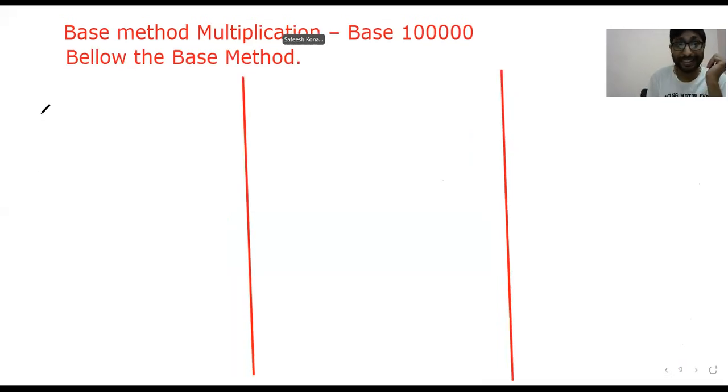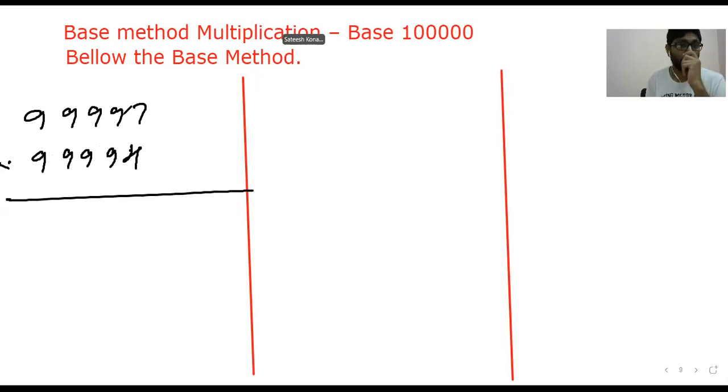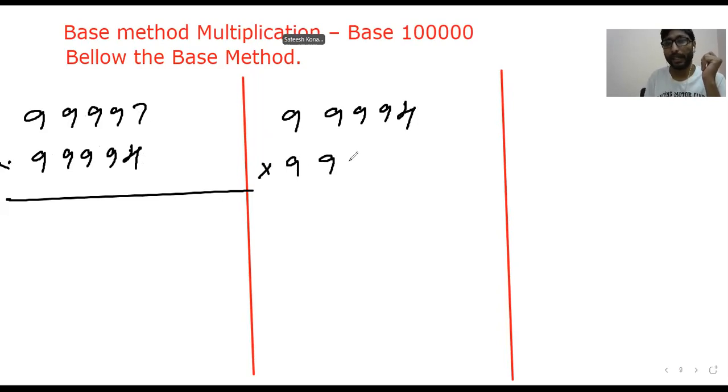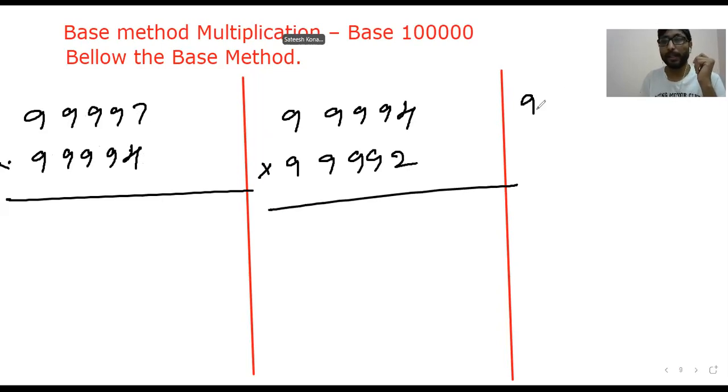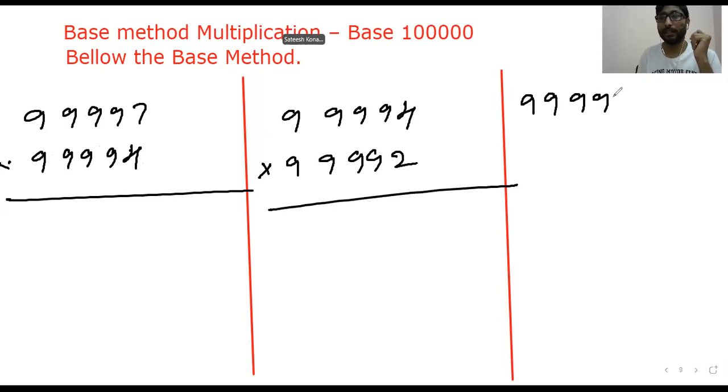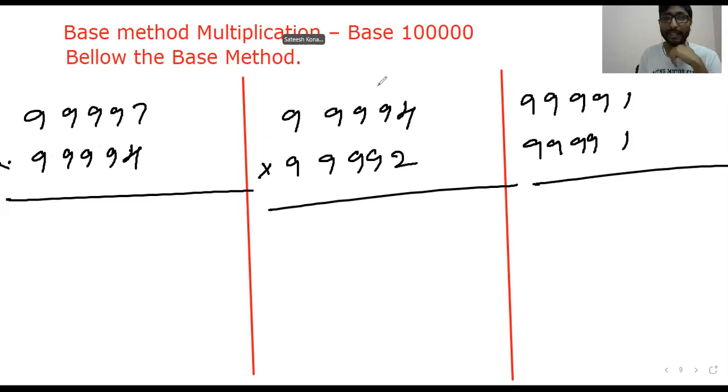Below is 99,997 multiplied by 99,994. Okay, am I right? 99,994 multiplied by 99,992. And 99,991 multiplied by 99,991.